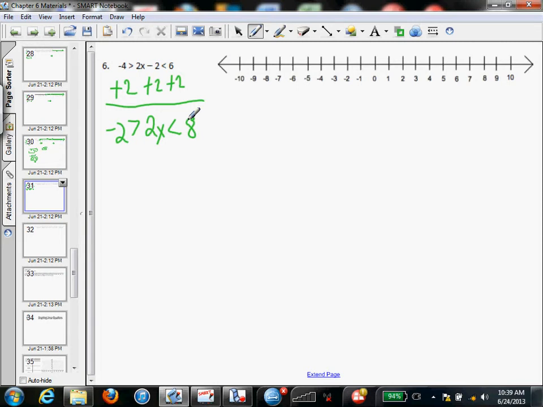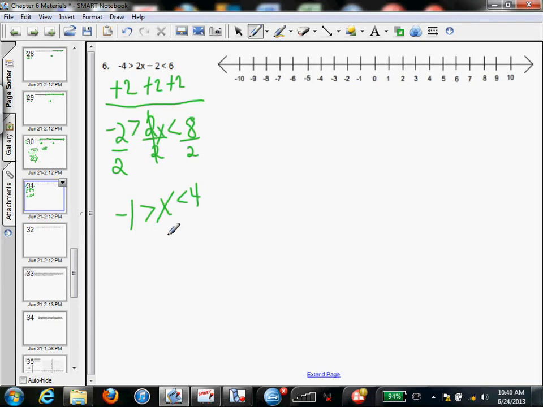Now to get that variable by itself, we have to divide by 2 on both sides because 2 is being multiplied by x, and to get it away, we have to divide by it on both sides. So over here we have negative 2 divided by 2 is negative 1, is less than, because we did not change the sign of the inequality due to no division of negative numbers. Bring down just our x because 2 divided by 2 is just 1x. And rewrite our inequality on this right side. And finally, 8 divided by 2 is 4.